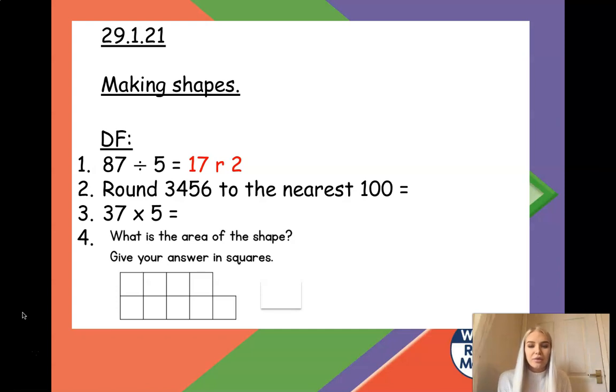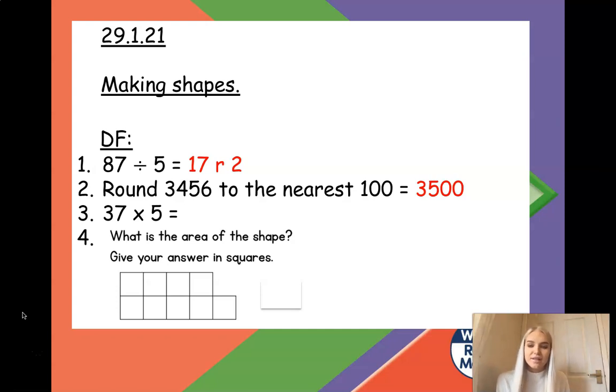Number 2, round 3,456 to the nearest 100. We know the number that represents the hundreds is the 4. Then we can look at the tens, which is a 5, to know that we round up to 500. So the answer would be 3,500.